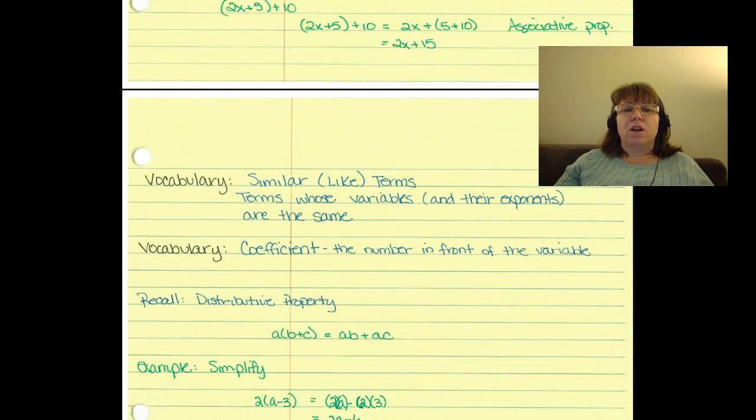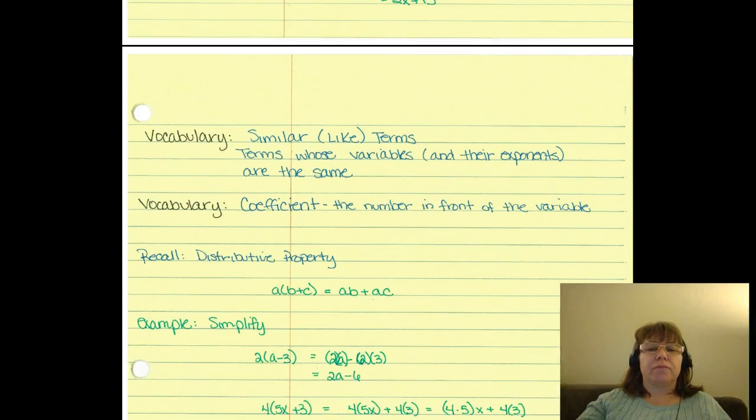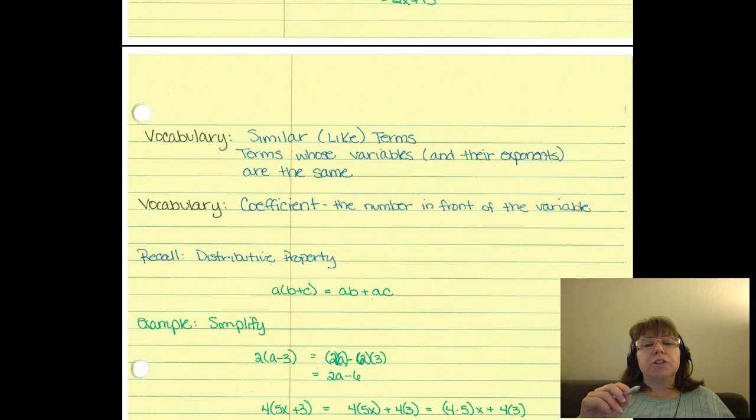Again, we have some terminology here. Similar terms or like terms are terms in which the variables and their exponents are the same. A coefficient is the number in front of a variable. And we do want to recall one of our properties. We have the distributive property: A times the quantity B plus C is going to be AB plus AC. So keep that in mind.